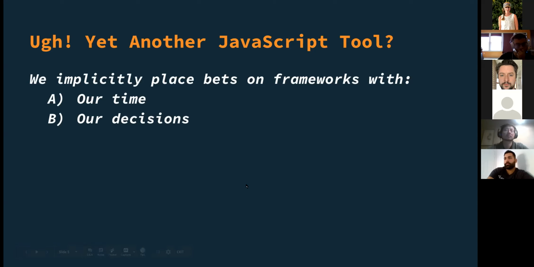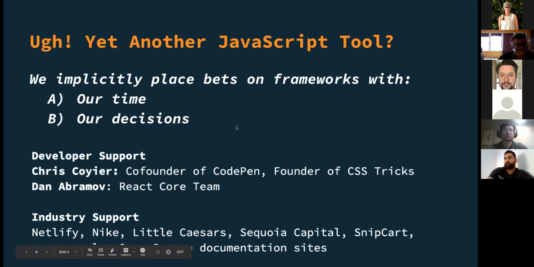So doing a little bit of research, I've definitely found that JAMStack in general has been pretty well supported by both developers and industry. Some big names like Chris Coyier, the guy who co-founded CodePen, and Dan Abramov, who if you've ever been on React's GitHub for more than 2 seconds, you probably recognize the name. They're all pretty supportive of it, and that's good to see developer support for those kinds of frameworks that we use, as well as industry leaders like Netlify, Nike, Little Caesars, Sequoia Capital, all getting behind this new way of designing and deploying websites.